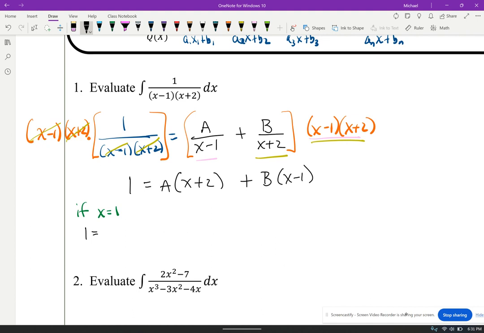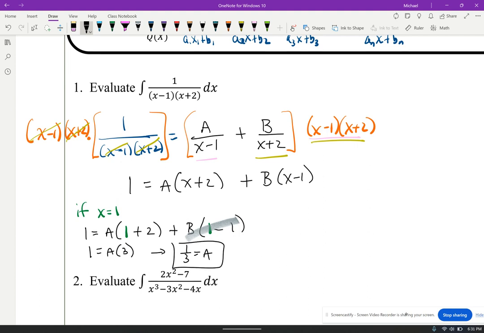So if I choose 1, then what that means is I'm going to substitute a 1 here, plus b times 1 minus 1, and I'm going to substitute a 1 here. If my x is 1, then this is going to happen. Well, that's going to eliminate this because 1 minus 1 is 0, and 0 times b is gone. And I'm left with 1 equals a times 3. And if I divide both sides by 3, I get a is 1/3. I just figured out the numerator that goes here.